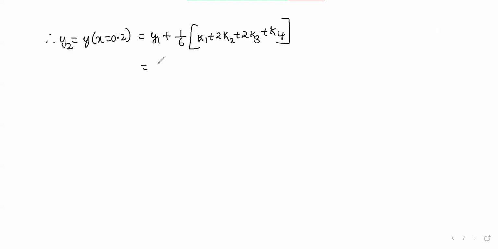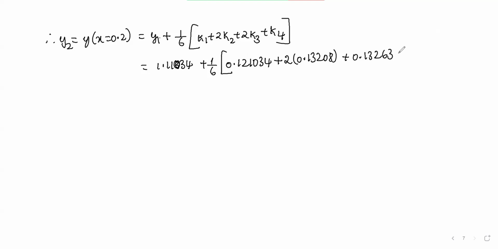That is equal to y1 అంటే 1.11034 plus 1/6 into k1 అంటే 0.121034 plus 2 into k2 అంటే 0.13208 plus 0.13263. ఇవన్నీ నా దగ్గర ఉన్న values, మనం చేసాం ఆల్రెడీ. ఇవన్నీ values ని చేస్తే ఫైనల్ గా we get 1.2428. Therefore y2 is equal to 1.2428.